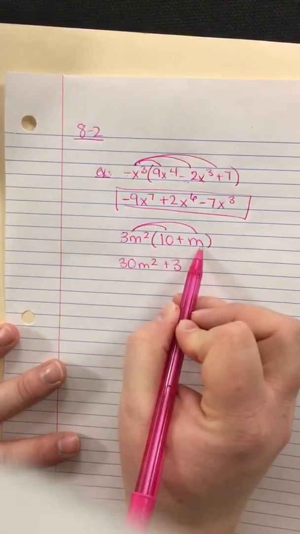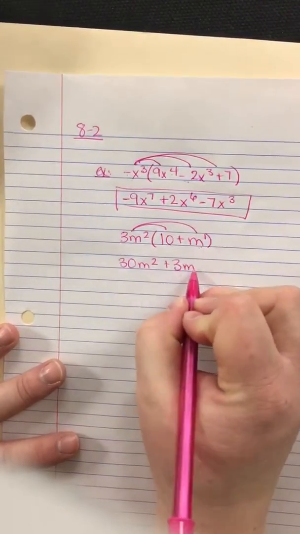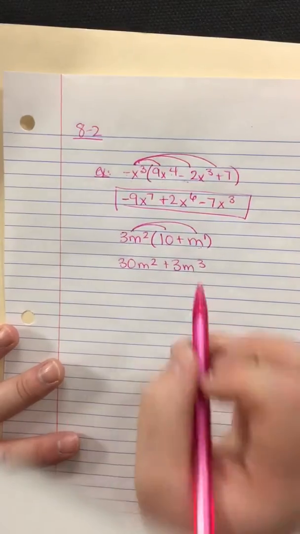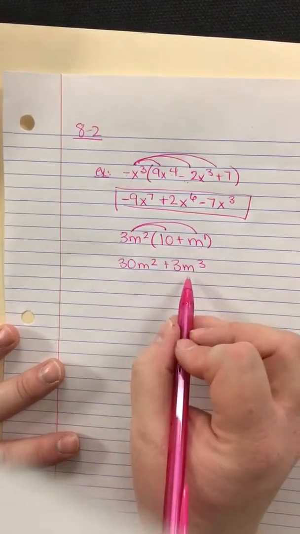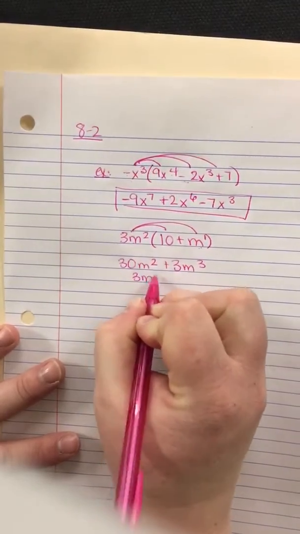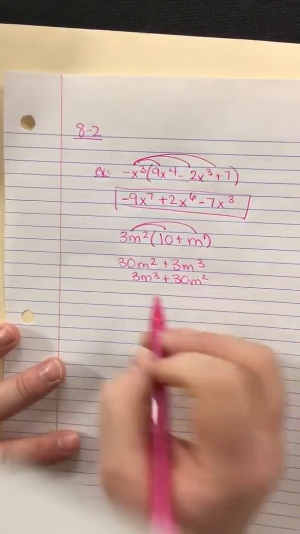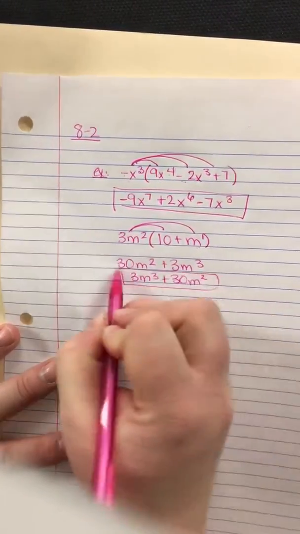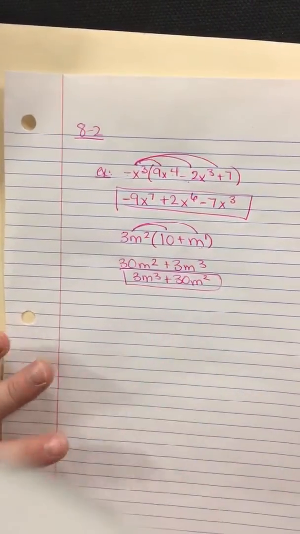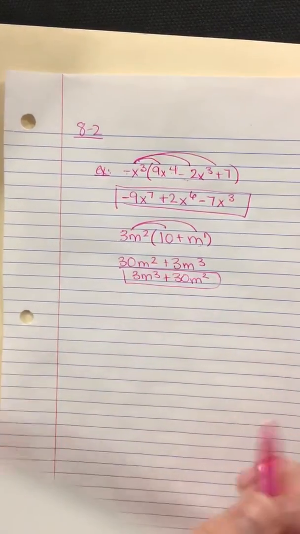M squared times m. Now remember, this m has an exponent of 1, so this would be m to the third. Now, if you notice on the answer key, they would write this the other way because it'd be in standard form. So they do the highest degree first. So that's why they would write it the other way. Okay, this is not wrong. They're not wrong because of that commutative property. Remember, we can switch the order when we're adding.